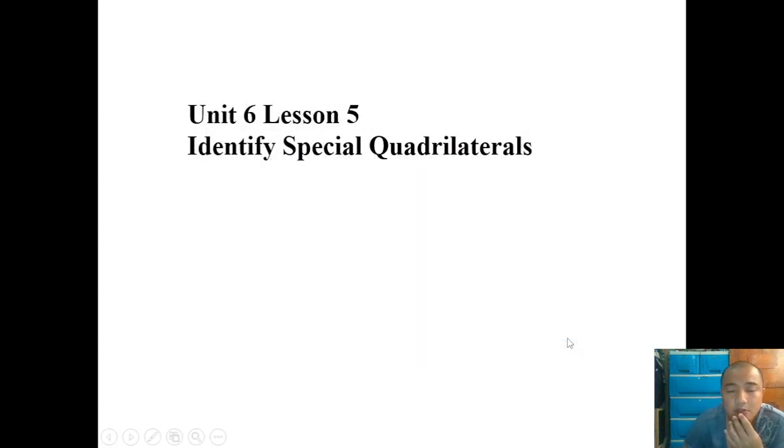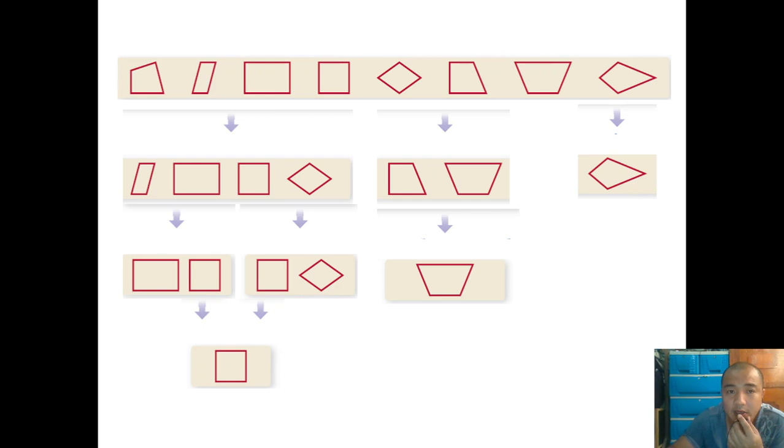Hello, grade 9 students. This is our lesson on quadrilaterals, Introduction to Quadrilaterals. In this lesson, we will learn how to identify different kinds of quadrilaterals.